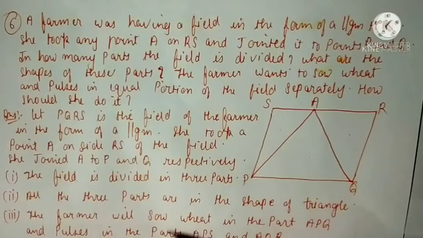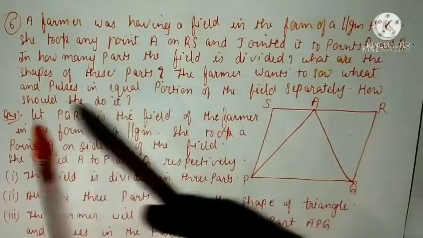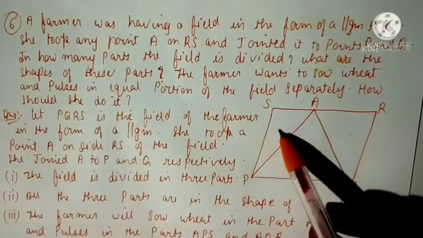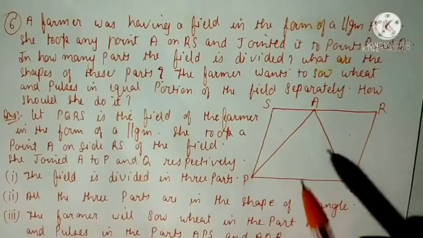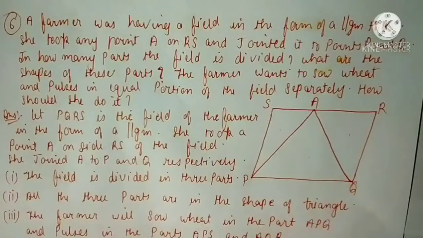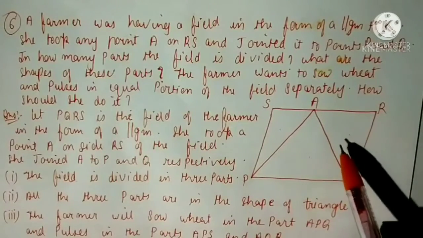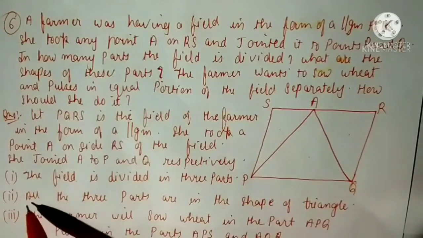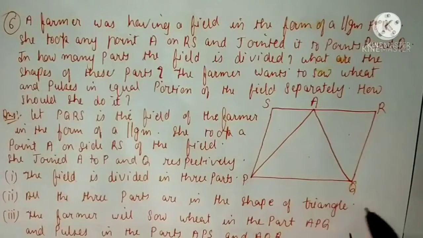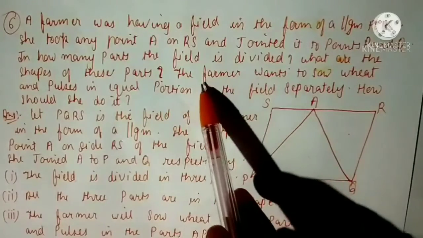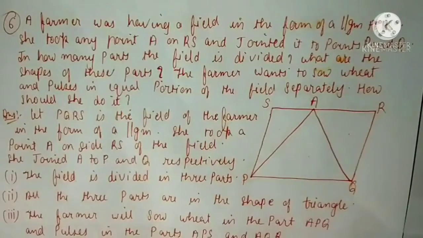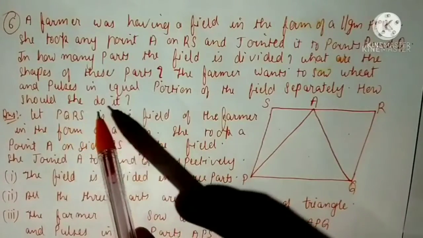Now see the next question. What are the shapes of these parts? Now we have to tell the shapes of these parts. In the first part 3 sides are there, that means this is a triangle. In the second also 3 sides are there, that means this is a triangle. In the third also 3 sides are there, that means this is also a triangle. So the answer of the second part will be all the 3 parts are in the shape of a triangle. Okay, now see the third one, what we have to find. The farmer wants to show wheat and pulses in equal portions of the field separately. How should she do it?